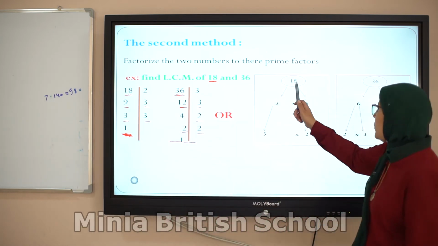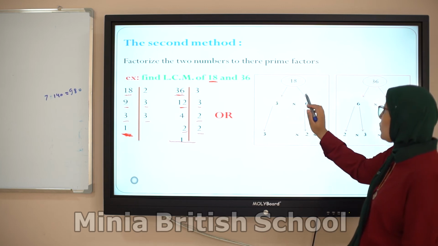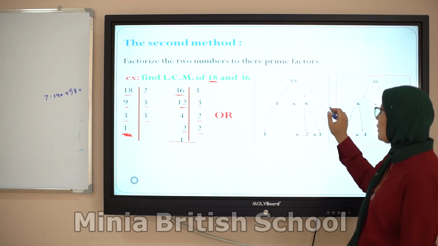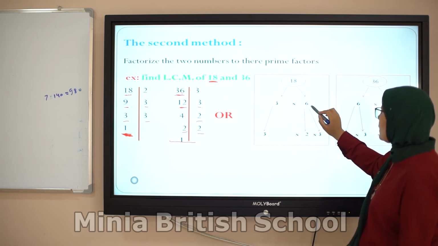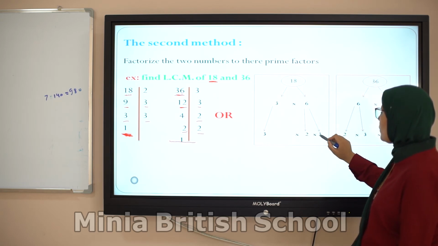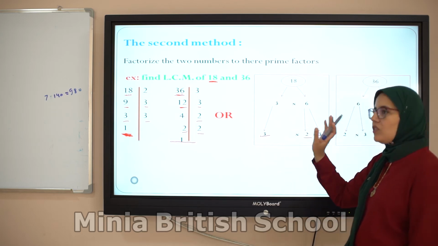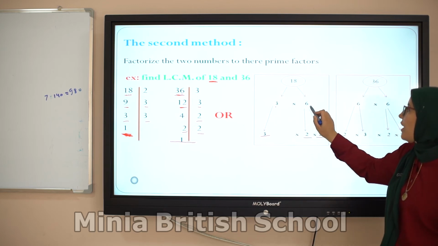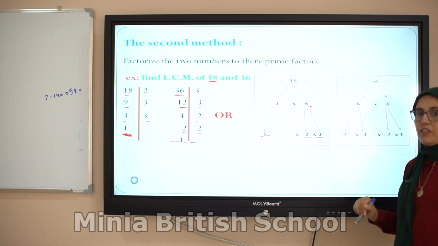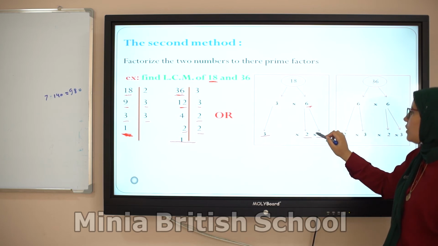I will take number 18. 18 equals any two numbers; you can write 2 times 9 or 3 times 6. So 3 stays as it is. What about 6? 6 equals 2 times 3. I will stop when I reach the prime factors. I can't stop at 6 because 6 is not a prime factor, so I will factorize this 6. 6 equals 2 times 3.